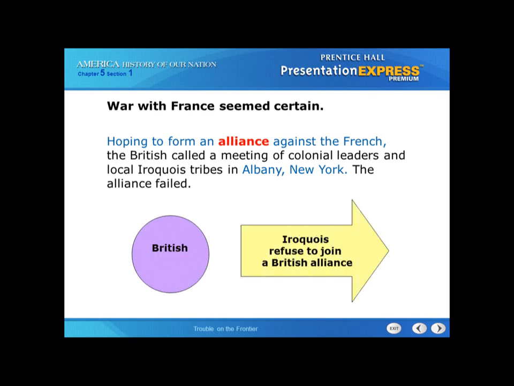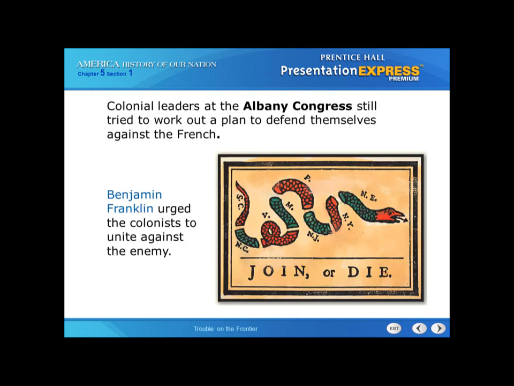Again, the Iroquois refused to join a British alliance. Colonial leaders at the Albany Congress still try to work out a plan to defend themselves against the French. Ben Franklin urged the colonists to unite against the enemy.